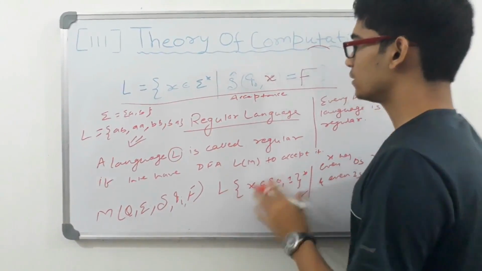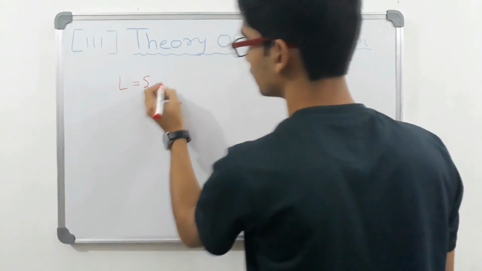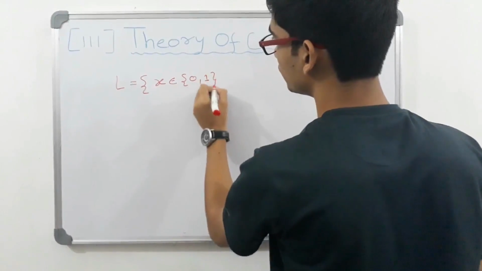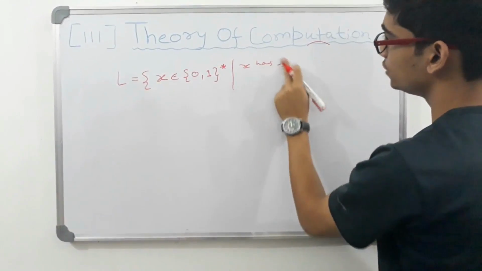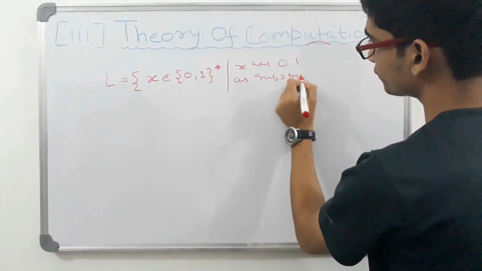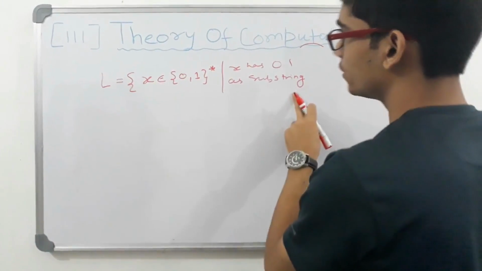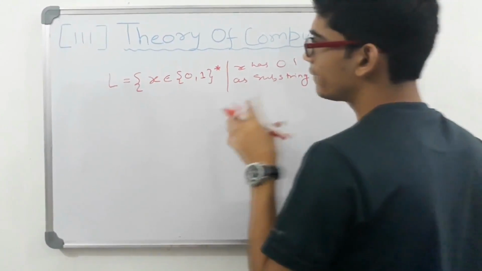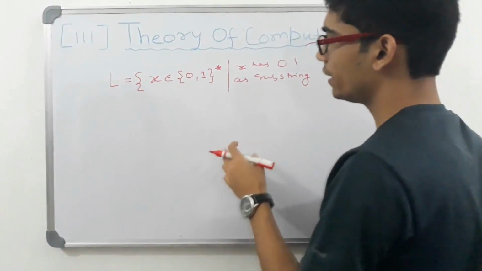Okay, so now let us consider an example. I write a language L: x belonging to sigma star, that is {0, 1}, and x has 01 as a substring. Okay, so we want to draw a model for this. Can we conclude whether this language is regular or not? So let us try to draw a DFA.